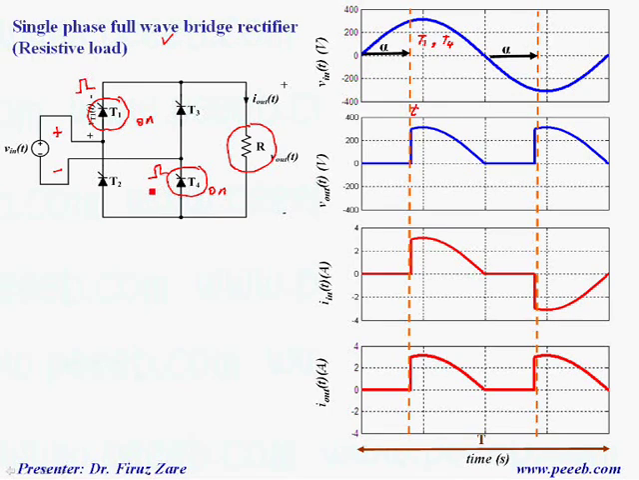So what happens when we apply gate signal? Then input voltage appears across the load. So that means over this cycle we have input voltage across the load, and this is the current loop. That means the current passes through the thyristor, back to the load, back to thyristor number 4, and then back to the supply.